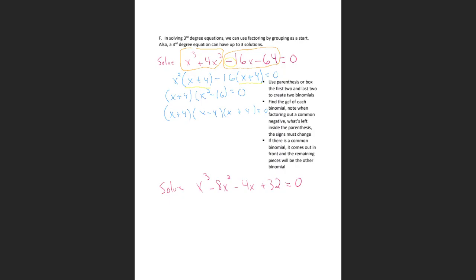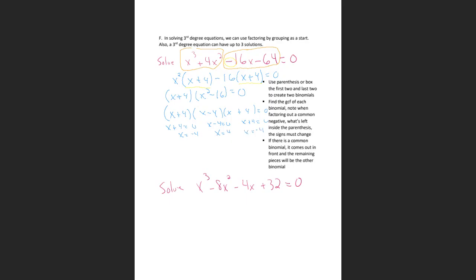So now we've got it factored. We just set each factor equal to 0. So x plus 4 is equal to 0, and x minus 4 is equal to 0. So our solutions would be, well, that's got to be a negative 4, because negative 4 plus 4 is 0. That's got to be a positive 4, because 4 minus 4 is 0.